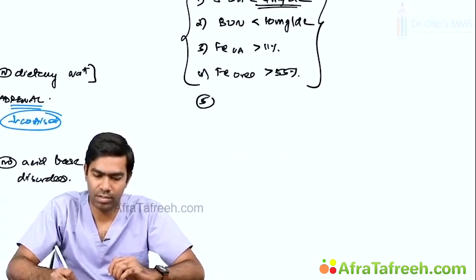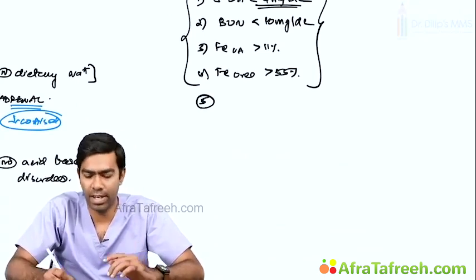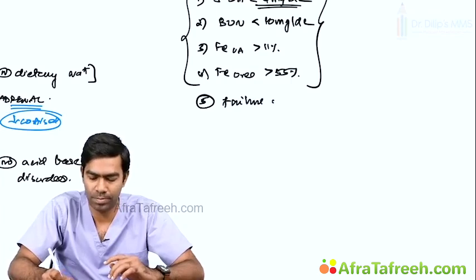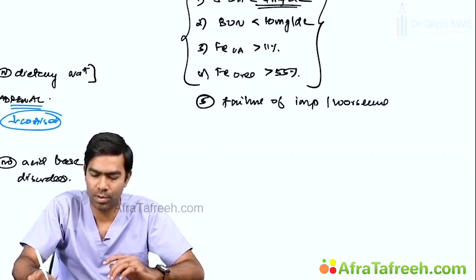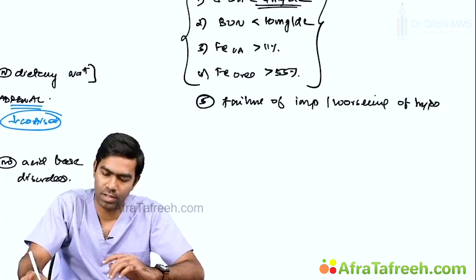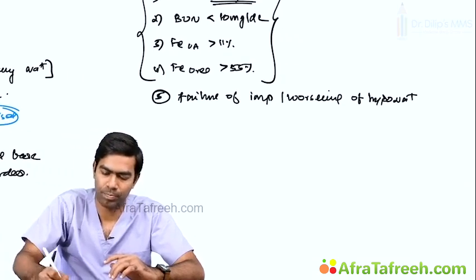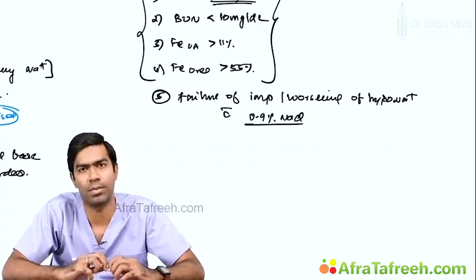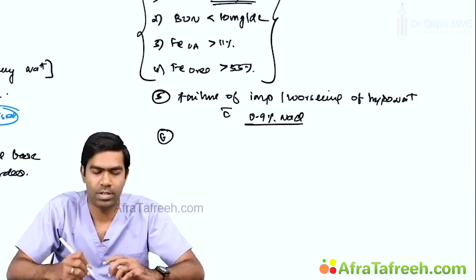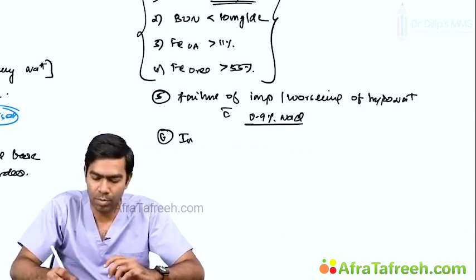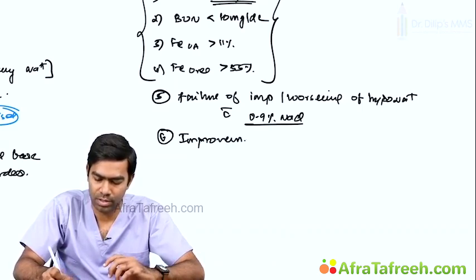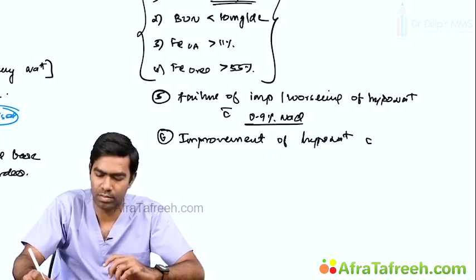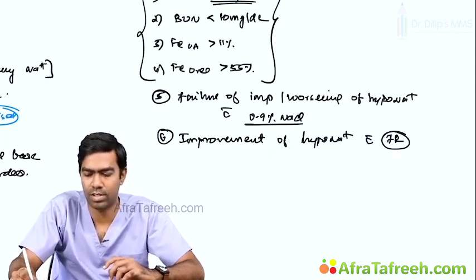Number 5 tells you that there will be failure of improvement, or even worsening of hyponatremia, with normal saline, that is 0.9% NaCl. There will be worsening of hyponatremia. Number 6, there will be improvement in hyponatremia with fluid restriction, with water restriction or fluid restriction.